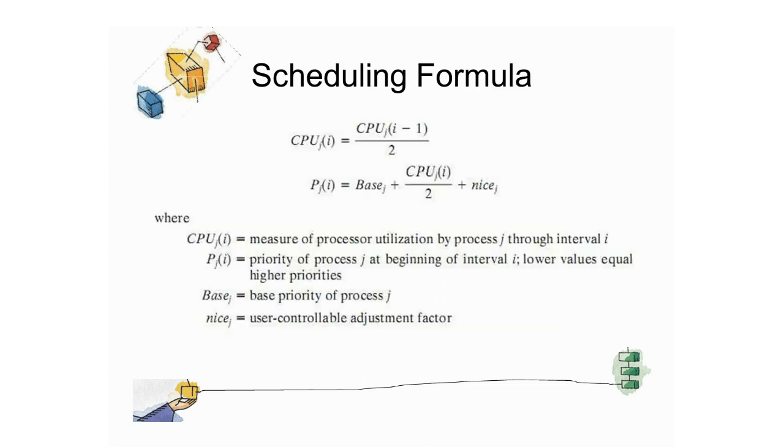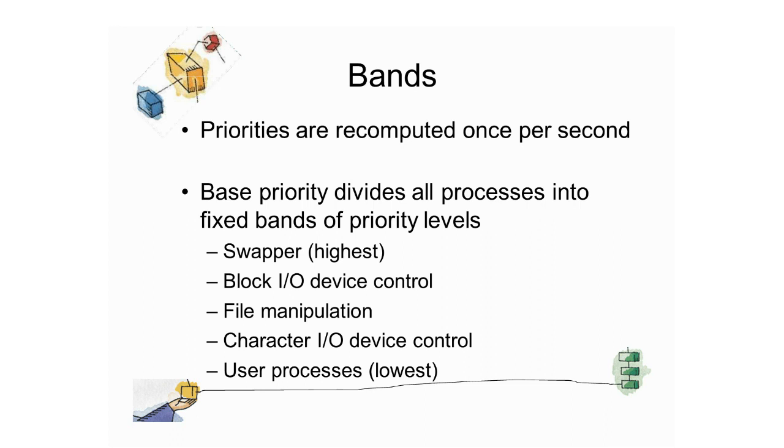Here's the scheduling formula. CPUj(i) equals the measure of processor utilization by process j through interval i. Pj(i) equals the priority of process j at the beginning of interval i. Lower values equal higher priorities. Basej equals the base priority of process j. Nicej equals a user-controllable adjustment factor. But priorities are recomputed once per second.